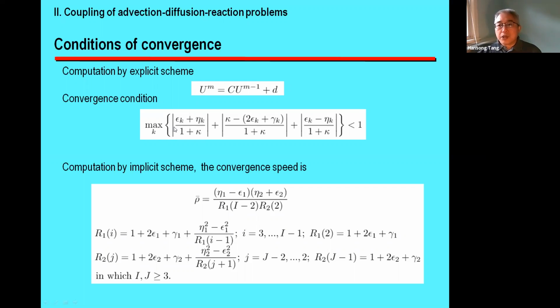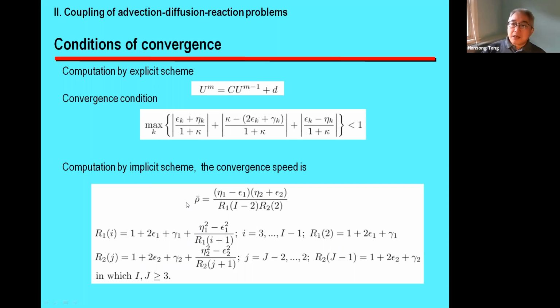If we apply an explicit scheme in the subdomain, then the problem can be formulated this way. We can derive a sufficient condition for convergence. This is just an example. If an implicit scheme is applied in the subdomain, meaning we need to compute a linear algebraic system in each subdomain, we can also derive the convergence speed this way. Convergence speed here is actually the contraction rate.